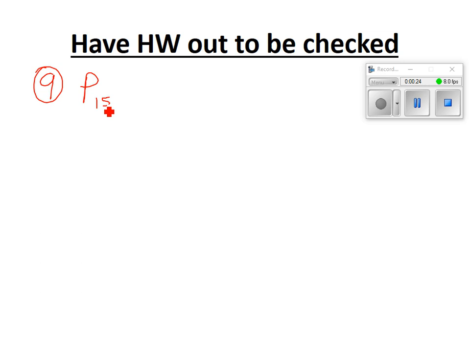15th percentile. Came down, just went around, checked the homework, so you got to get it out. I'll check it here in a minute. We're going over it right now.